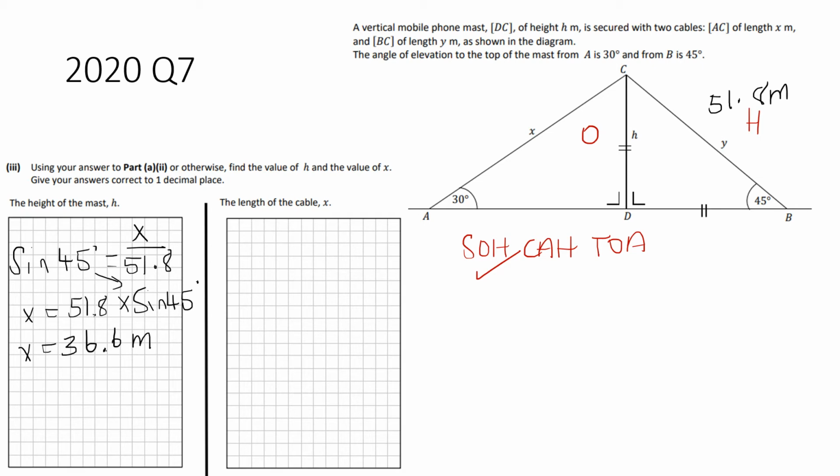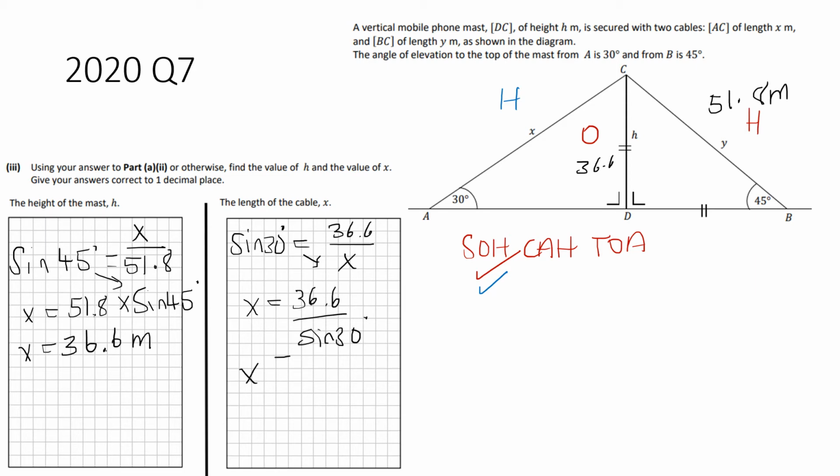Then to find the length of the cable x, if you know that the height is 36.6, again you can use sin, cos or tan. If we label the opposite here again, and the hypotenuse, we're going to use sin again. So sin of 30 degrees is equal to the opposite, which is 36.6 from the previous question, over x. Then you cross multiply. So x is equal to 36.6 over sin of 30 degrees. So x is equal to 73.2 meters. So 10 marks for both of those.